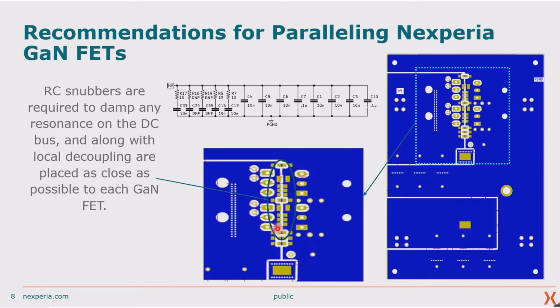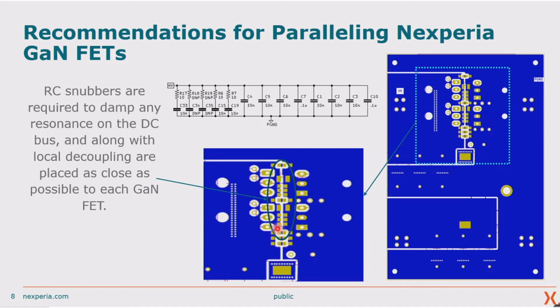So the next recommendation that we have is that RC snubbers are required to damp any resonance on the DC bus, and they must be placed as close as possible to each GaN FET. The reason for the DC snubbers is because of the resonance that you may get from the DC bus. And this can lead to potential instability in the system.